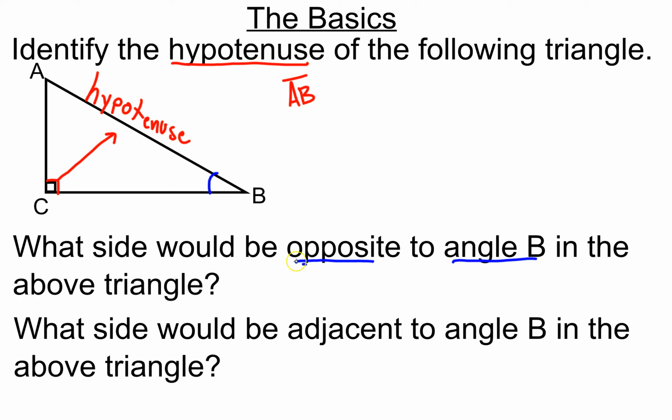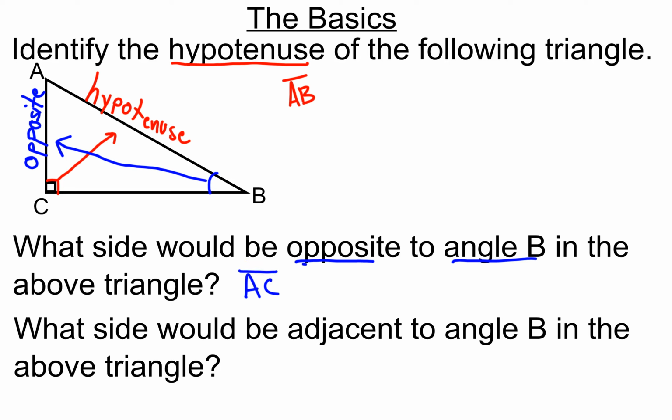Now, if I want a side that's opposite that, what that means is I need to go across the triangle to get to it. So it's kind of like, what is that angle opening up to? What side is this angle opening up to? And that would be this side here. So this is going to be our opposite side, because the triangle is opening up to that side. So what side is that? Well, that is side AC.